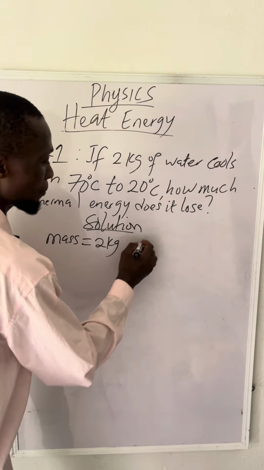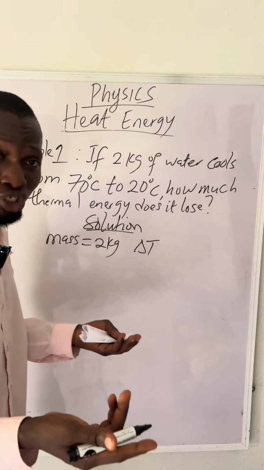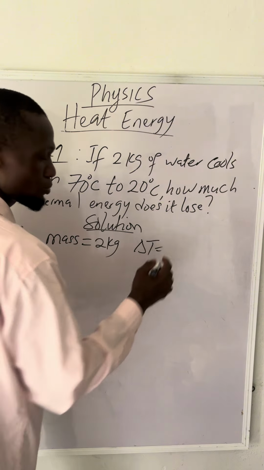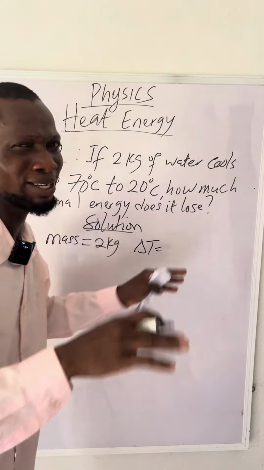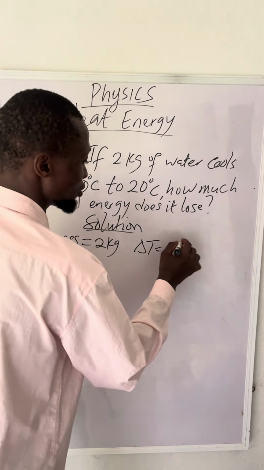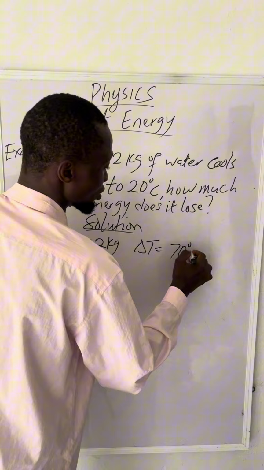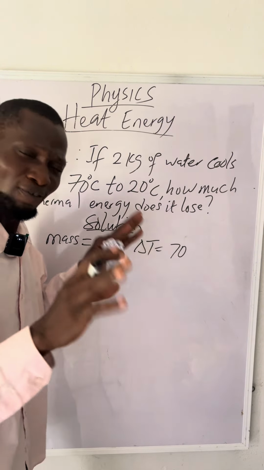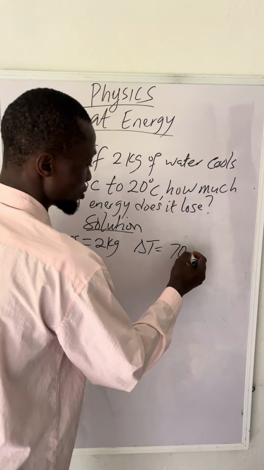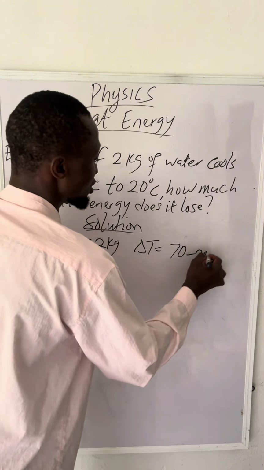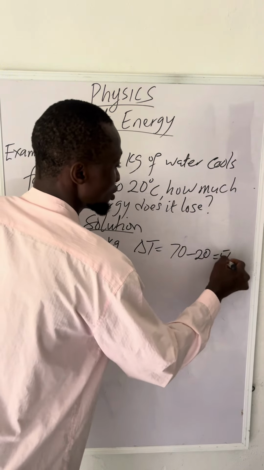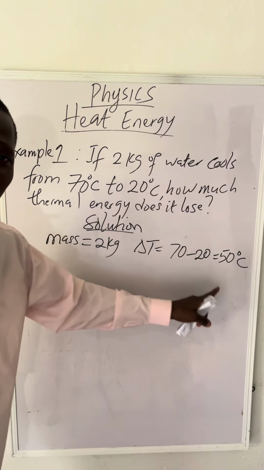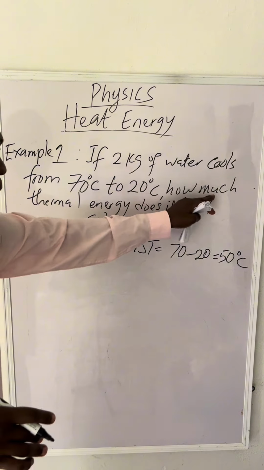Now, water cools from 70 degrees to 20 degrees. So I'm going to calculate my temperature rise, or temperature change, or temperature difference. So the temperature difference is going to be what? 70, because I'm finding a positive difference here. We don't need minus. I'm just looking for a positive difference. I don't need to put the units for simplicity, though ordinarily we should be putting the units. So I'm going to say 70 minus 20 is going to give us 50 degrees Celsius. So that means my temperature rise is going to be 50 degrees Celsius. Now, how much thermal energy?